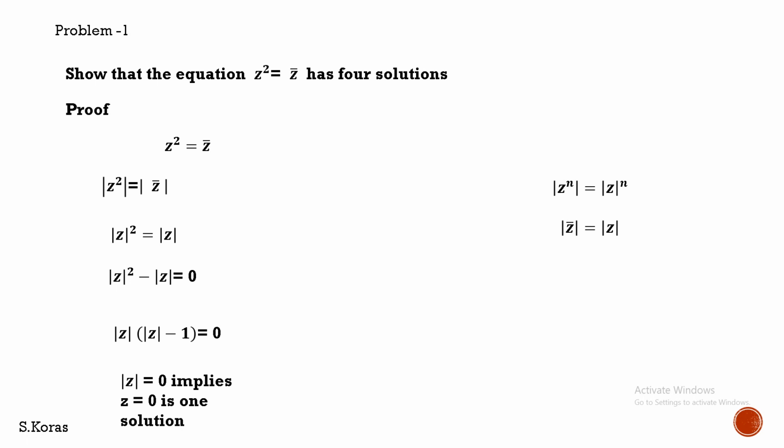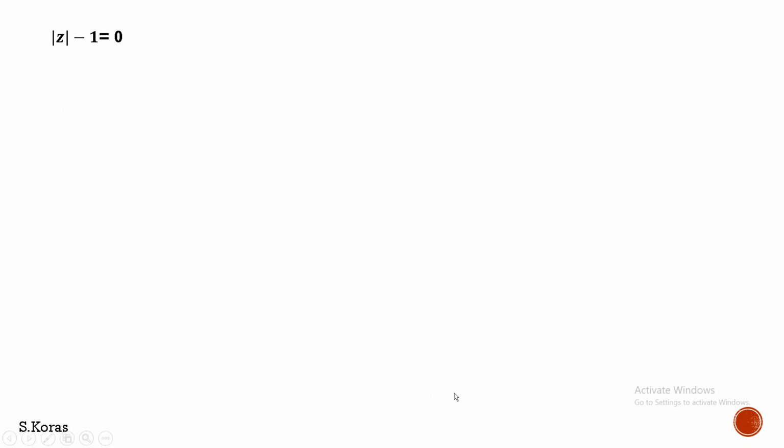Now let us go to the second part, that is modulus of z minus 1 is equal to 0. Right. So here we are going to see what will be the solution to this. But we must be very careful and keep this in our mind: z square is equal to z bar. That we have to keep in mind. Right. So the second case is modulus of z minus 1 is equal to 0. Okay. Now if minus 1 comes to this side, it will become plus 1.